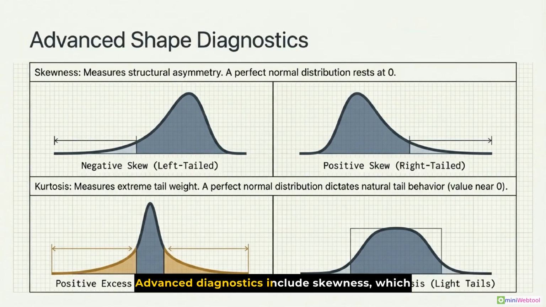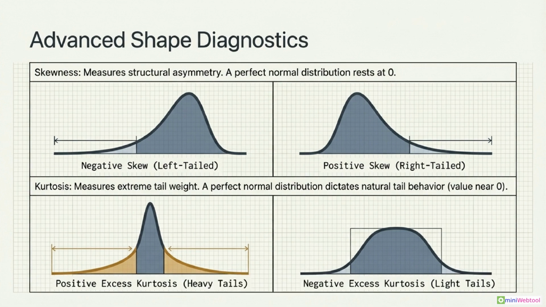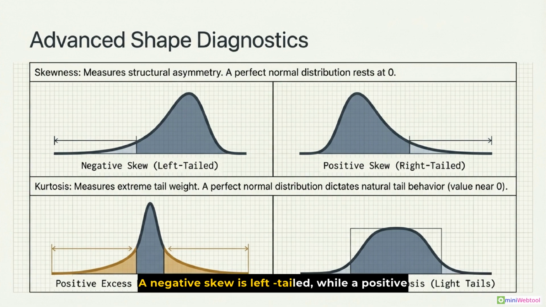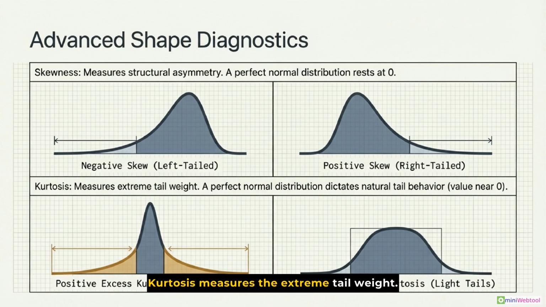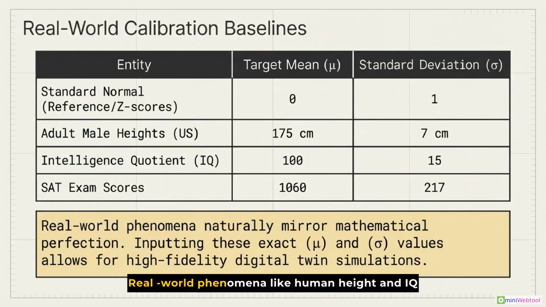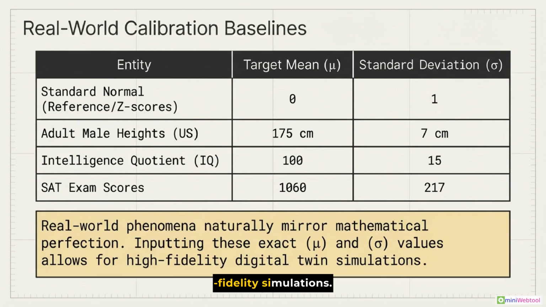Advanced diagnostics include skewness, which measures asymmetry. A negative skew is left-tailed, while a positive skew is right-tailed. Kurtosis measures the extreme tail weight. Real-world phenomena like human height and IQ scores perfectly mirror the Gaussian mathematical model. These real-world baselines are critical for high-fidelity simulations.